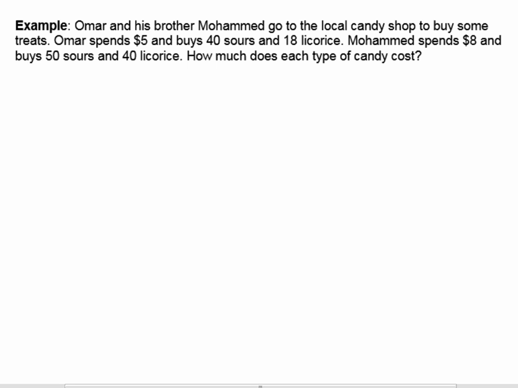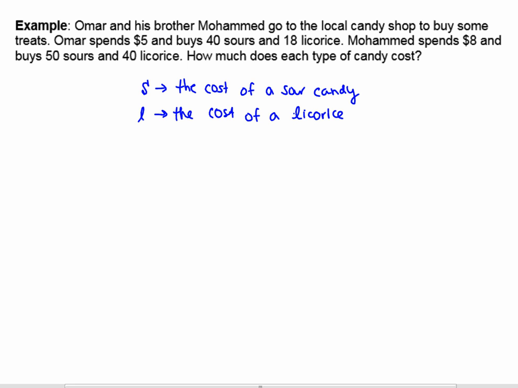Omar and his brother go to the local candy store to buy some treats. Omar spends $5 and buys 40 sours and 18 licorice. Muhammad spends $8 and buys 50 sours and 40 licorice. How much does each type of candy cost? Okay, so what variables do you want to use? S and L. So what will S stand for? Not just sours. The cost of a sour candy. And L will be the cost of a licorice.